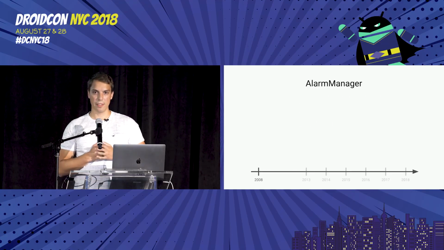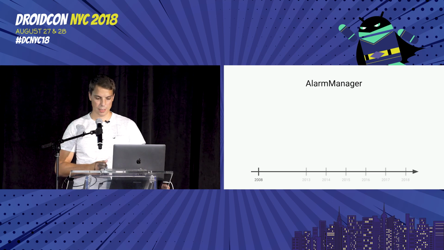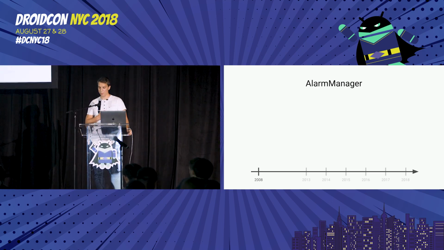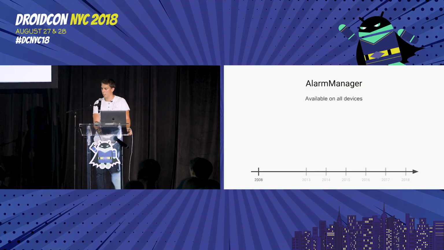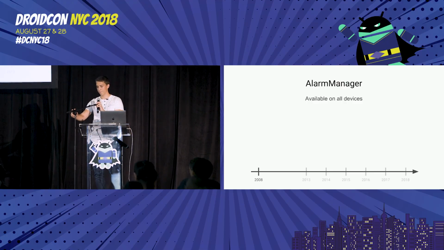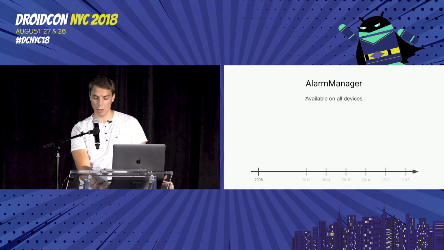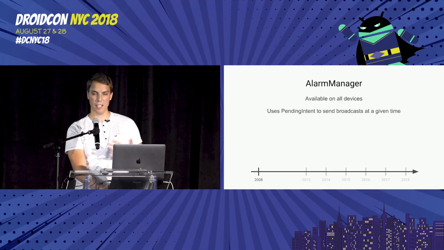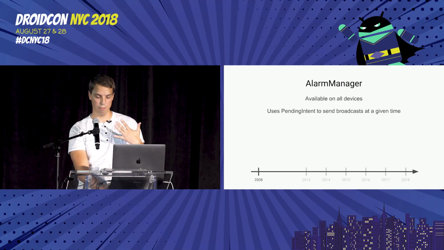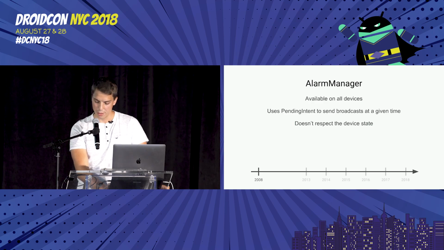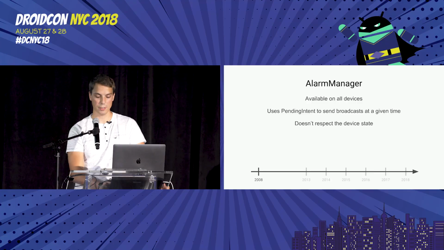So let's go a bit back in time and start with the AlarmManager. The AlarmManager was one of the very first APIs. So we really go back to when Android was first launched in 2008. And the AlarmManager was great because it allowed you to easily schedule something in the future on all available devices, and it uses a pending intent. So the usage was straightforward. You wrap something in a pending intent, and it just works. The problem of it is it doesn't respect the device state. So you couldn't say something like, fire this alarm only when the device is currently charging.